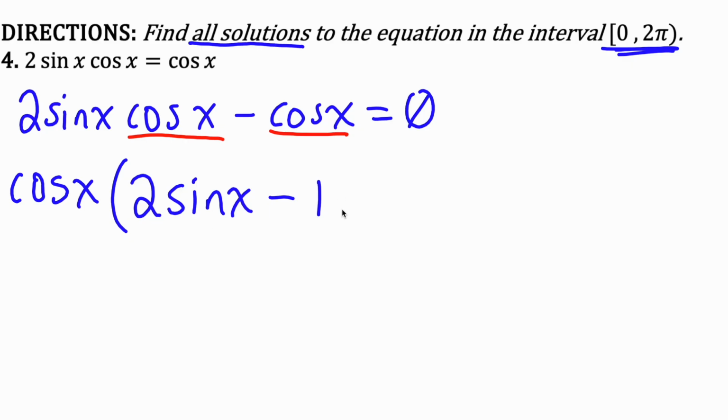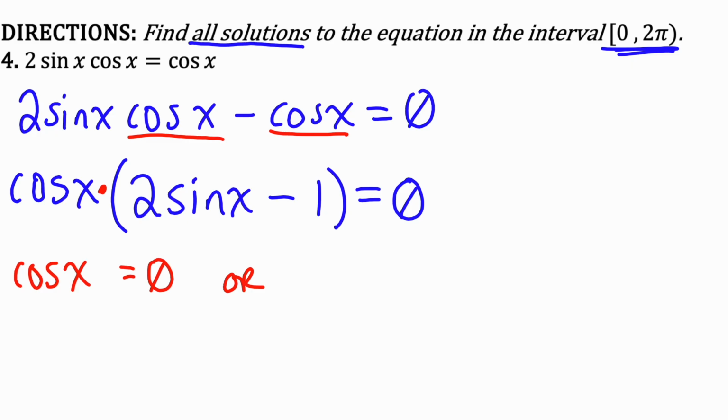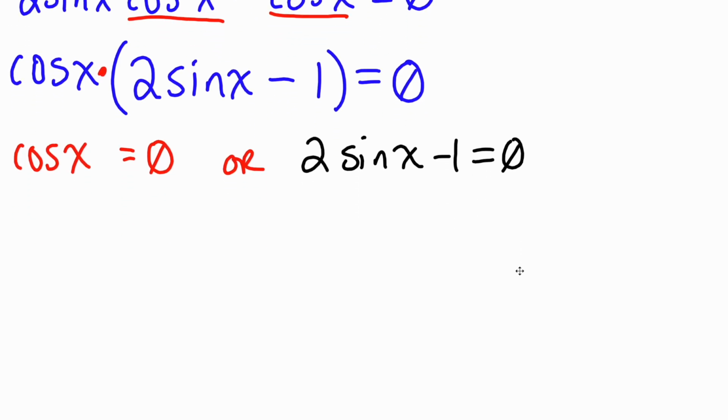I'm left with 2 sine x minus, if I factor a cosine out of here, I still have a 1. That's another common thing: people want to just leave it blank. It's not blank, there's a 1 there. We need a placeholder. Since we have this being multiplied, from Algebra 2 we learned that we have two equations: either cosine x equals 0 or 2 sine x minus 1 equals 0. We have two possible equations here, and we will have to solve these.